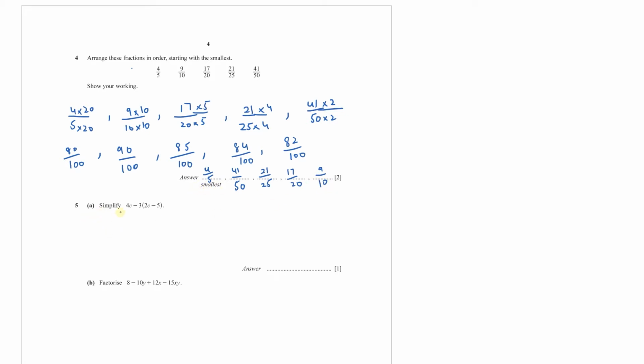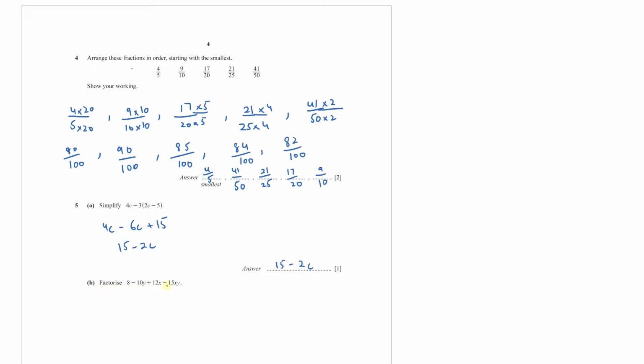Question 5, part A: you have to simplify this. So I can open up this bracket. So this becomes 4c minus 6c plus 15. And then 6c minus 4c minus 6c will be minus 2c. So this becomes 15 minus 2c.